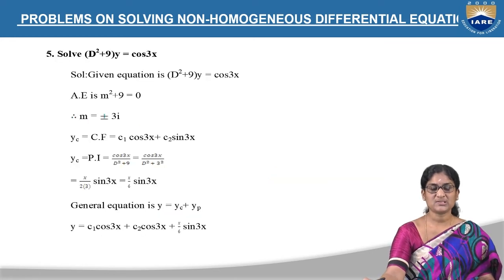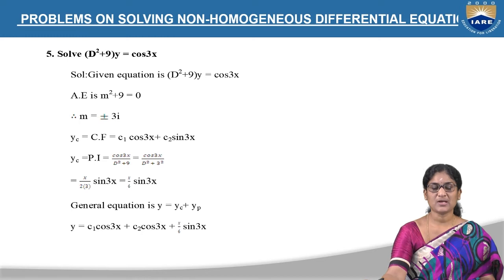Now let's go for the next differential equation, solving (D square plus 9) y is equal to cos 3x. I have taken an example of a trigonometrical function here. This is one of the non-homogeneous differential equations, so the two parts we need to find out are the complementary function and the particular integral.